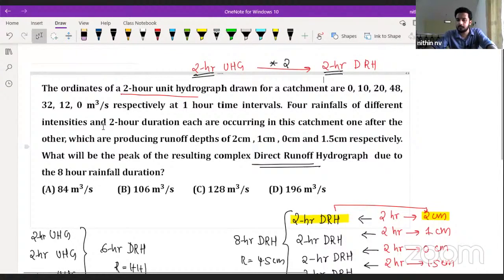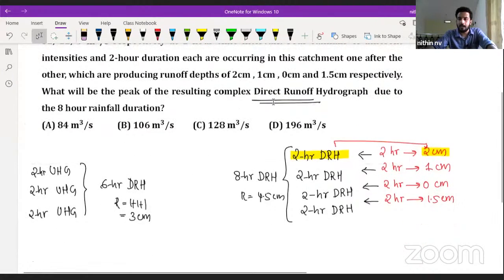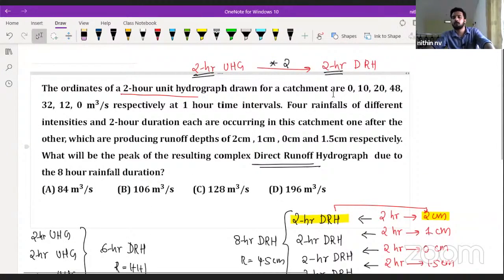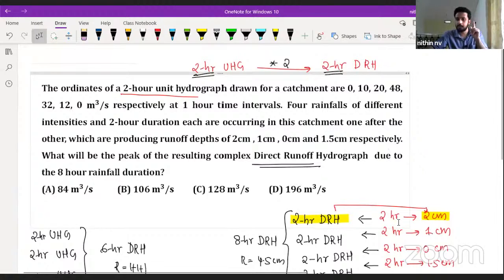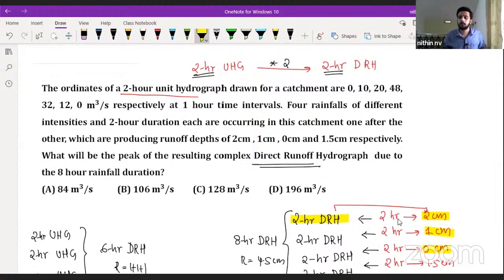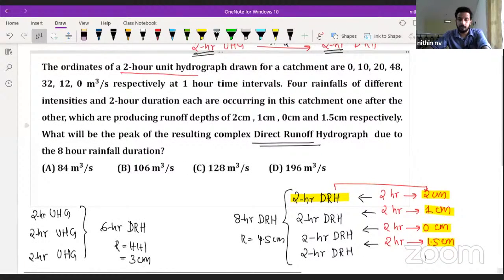Now how can I calculate the first 2-hour DRH? We have the ordinates with us, 0, 10, 20, 48 and all. We just have to multiply each ordinate with 2. Then we'll be getting the first 2-hour DRH. Then the second 2-hour DRH we'll be getting if we are multiplying with the second runoff, 1 centimeter. Third one, every ordinate will become 0 since it is 0 centimeter. Fourth one, 1.5 centimeter. Enough? So you do it. But whenever we are adding it, what we have to note down?